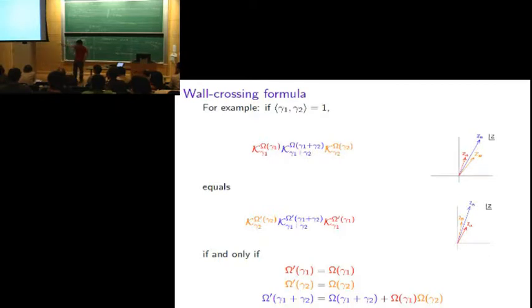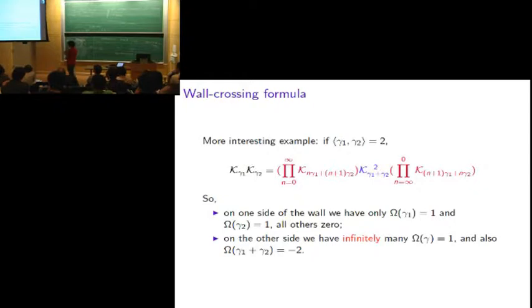OK, that doesn't seem very exciting. Why would you get so interested in that WallCrossing formula? So a more interesting example of this business is what happens when the inner product equals 2. So then we can have this simple product, just k gamma 1, k gamma 2 on one side of a wall. And on the other side of the wall, that becomes rewritten as this enormous infinite product of stuff.